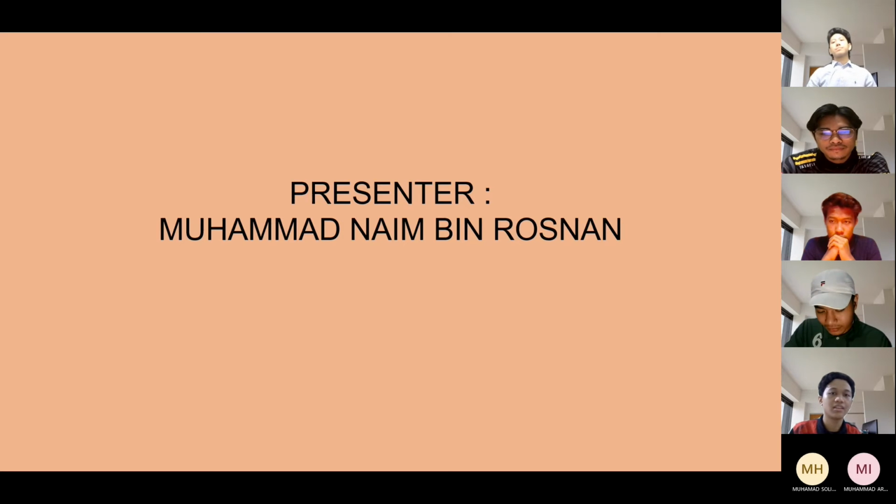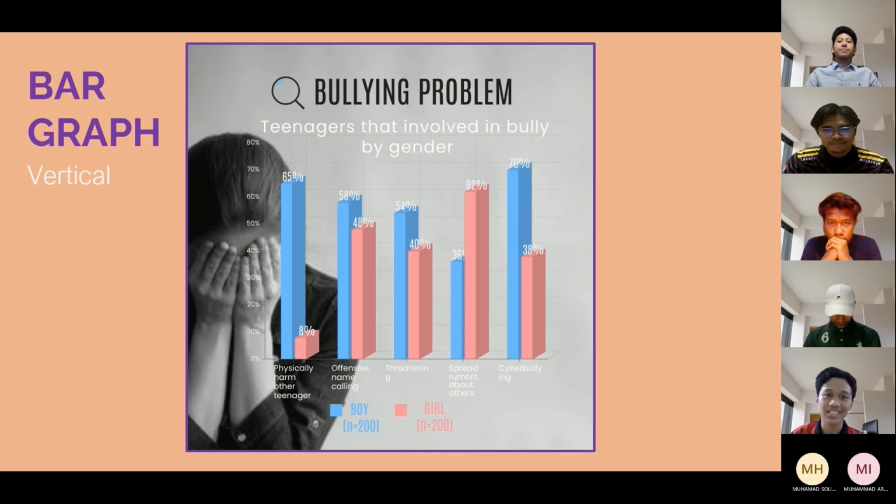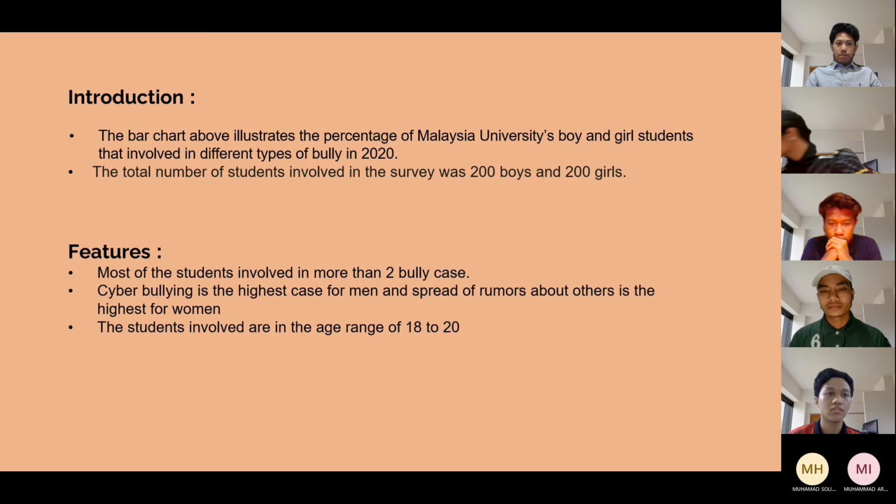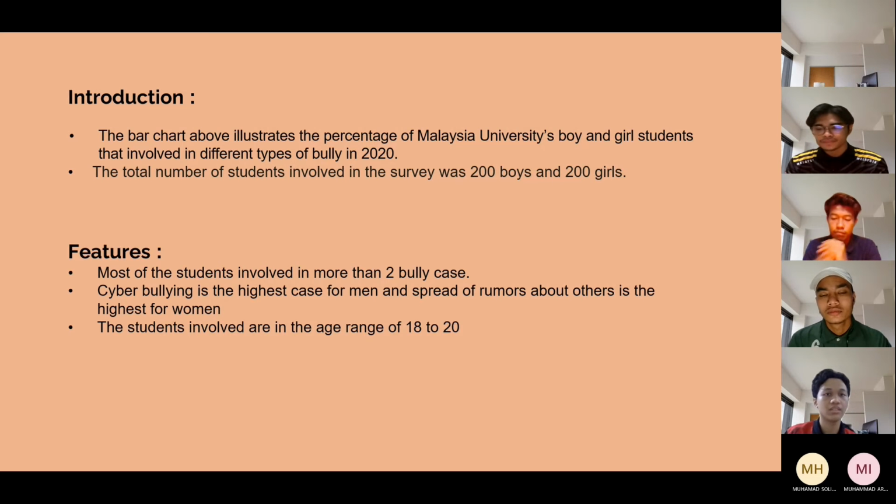So now I will present my graph. This is the bullying problem that teenagers are involved in, by gender. The horizontal axis is the types of bullying, and the vertical axis is the percentage of students involved. For the introduction, the bar chart above illustrates the percentage of Malaysian university boy and girl students involved in different types of bullying in 2020. The total number of students involved in the survey was 200 boys and 200 girls.